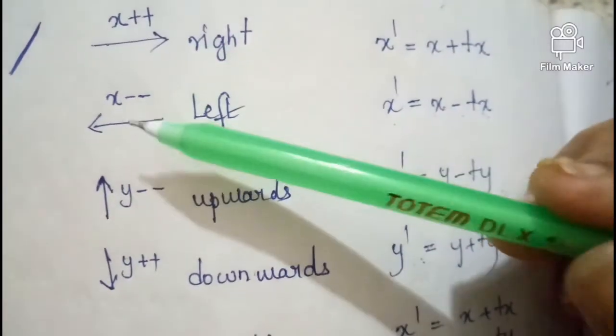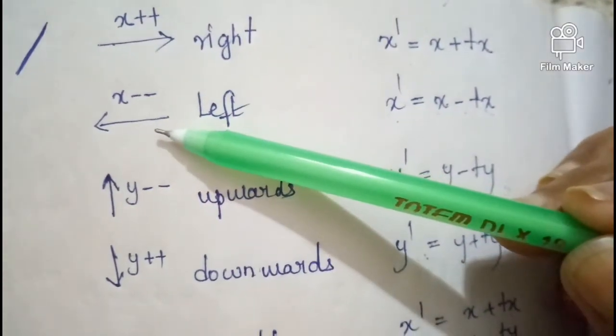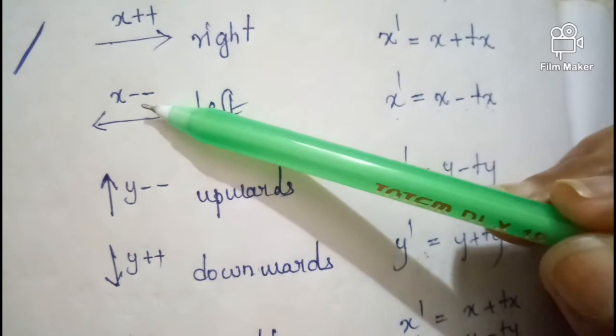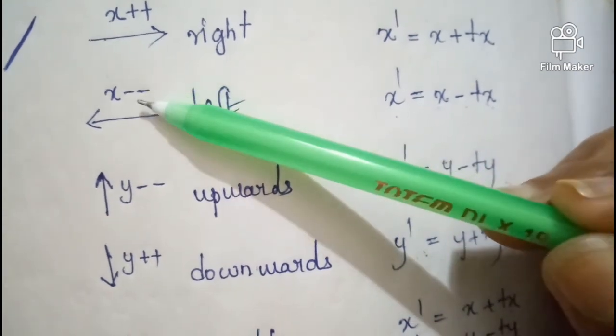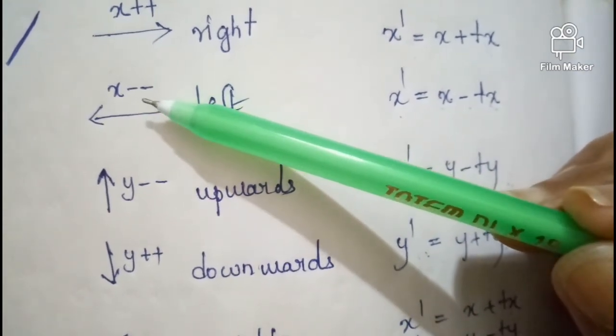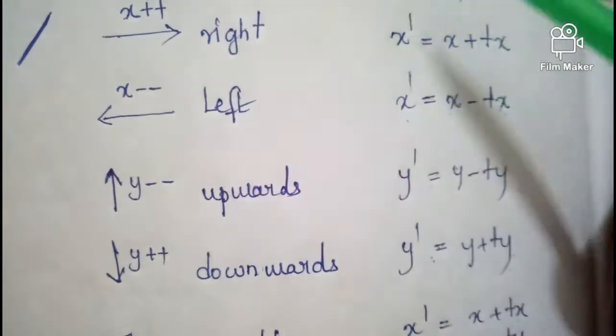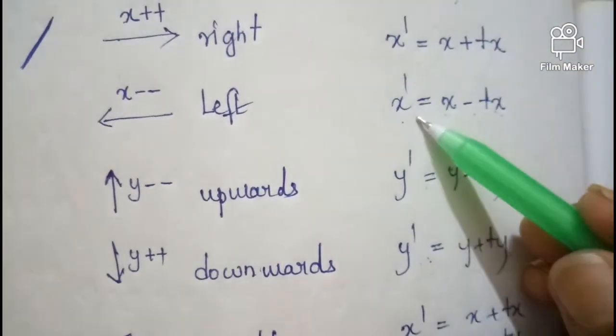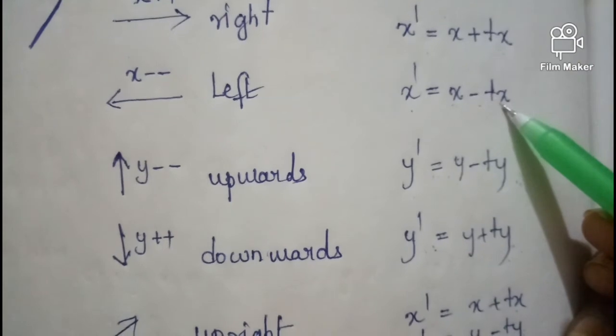Clear? What will happen if I am going to move the line towards left? When we move towards left, x decrements. Decrementing x means you have to subtract the value of tx. That means equation becomes x dash is equal to x minus tx.